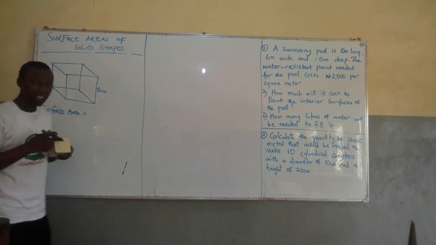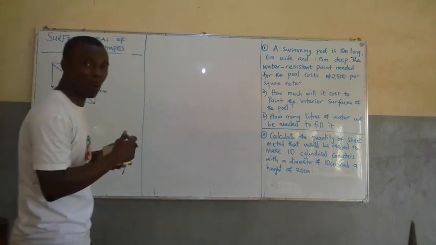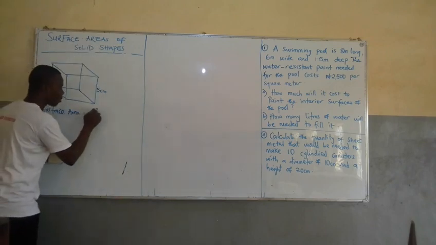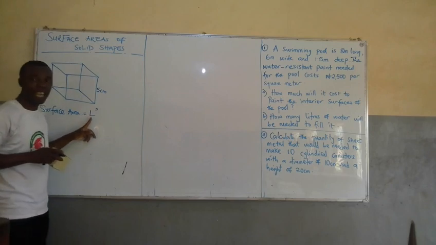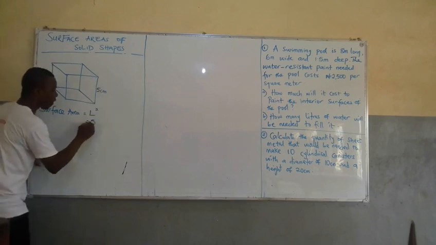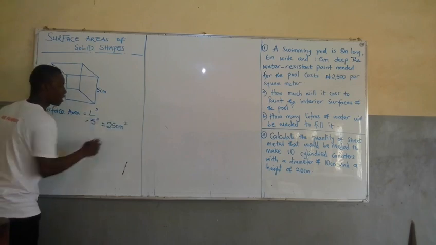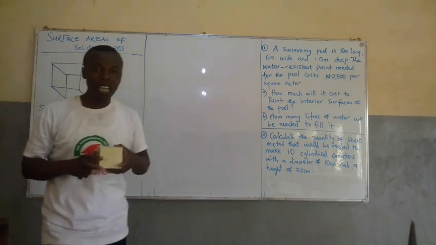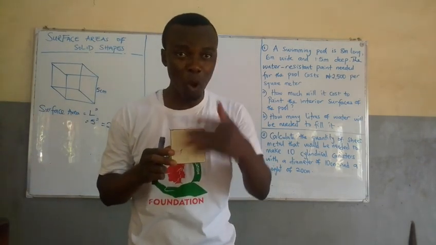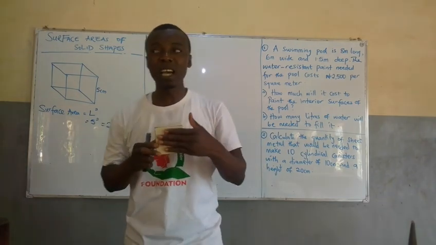Now, if this is a square, what is the formula for calculating the area of a square? It is L raised to power 2. That is to say, length times length. So this is the length, so we have 5 squared. That makes this 25 centimeter squared. So what does that mean? It means the area of this surface, which I just calculated for one, is 25 centimeter squared.